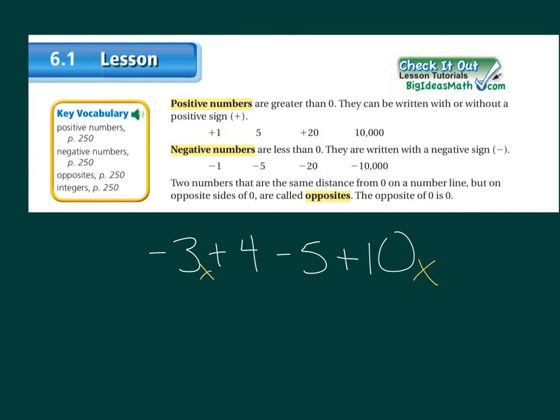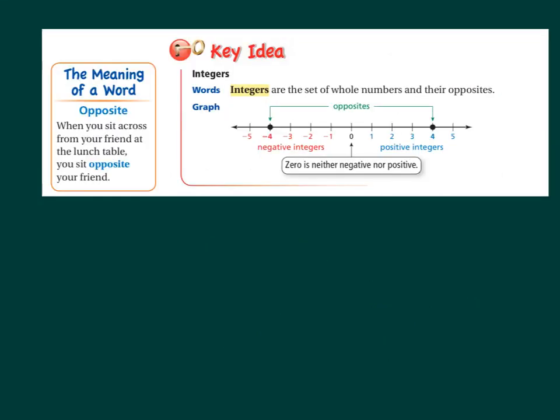Anytime you see a negative sign in front of a number, that means that term or that number is always negative. Two numbers that are the same distance from 0 on a number line, but on opposite sides of 0, are called opposites. And you guys know things like that, like negative 3 and 3 are opposites of each other. I don't know, negative 100 and 100 are opposites of each other.